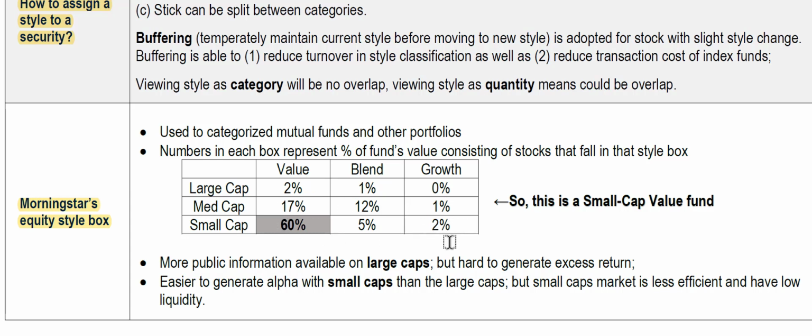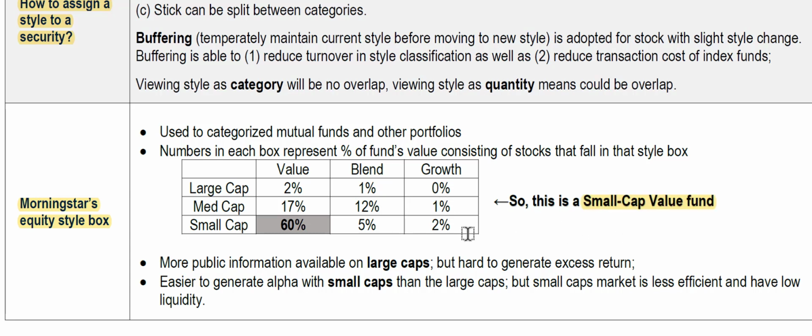Like in this example here, the majority, 60% of our securities, is in the small cap value cell. And the second largest is the mid cap value. So basically, you know that this fund is a value fund. It's not a growth fund because you see the growth is a very small portion. So it is a value fund, but it's not large cap. It's only 2%. It's a small cap value fund.